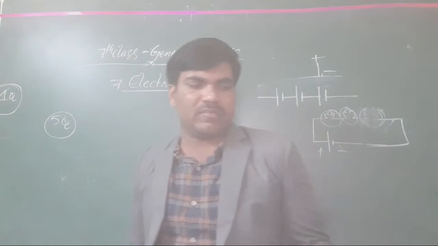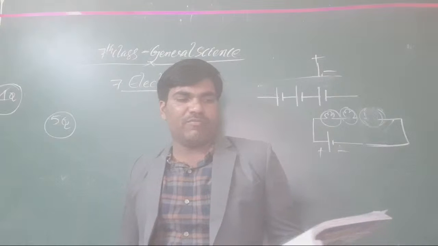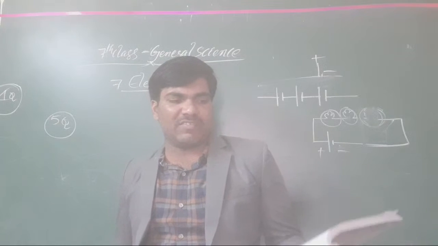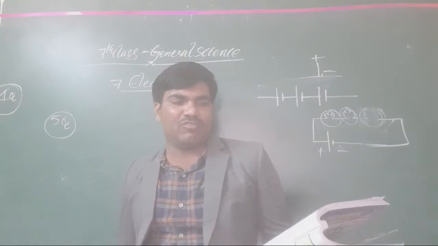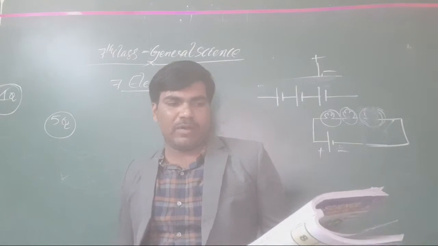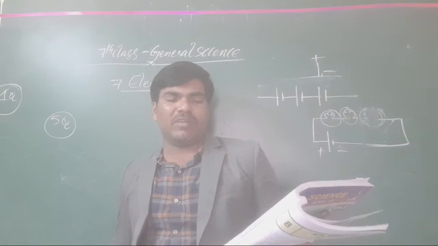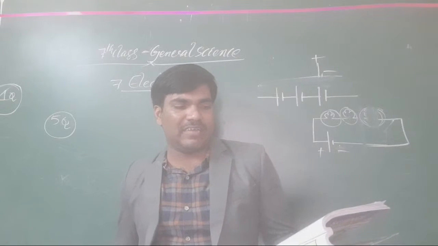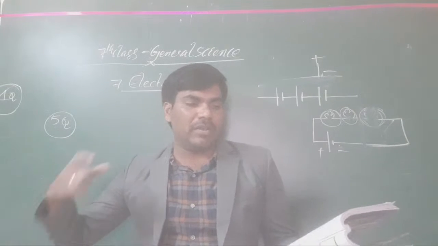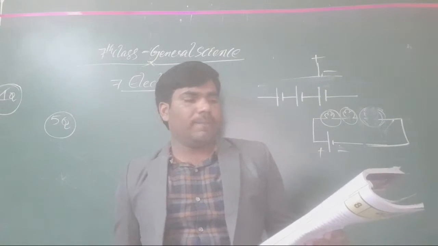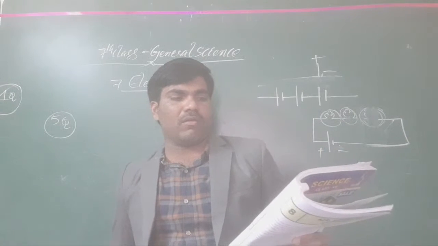Choose the correct answers. Arun has 4 bulbs: 15 watts, 40 watts, 60 watts and 100 watts. Which one should be used in his room as a night bulb? Okay, clear or not, all of you? Yeah, the night bulb is nothing but D. Answer is D, that is 100 watts. Why? Because the 100 watts bulb gives more glow. That's why it will be used as a night bulb. Okay, clear or not, all of you?